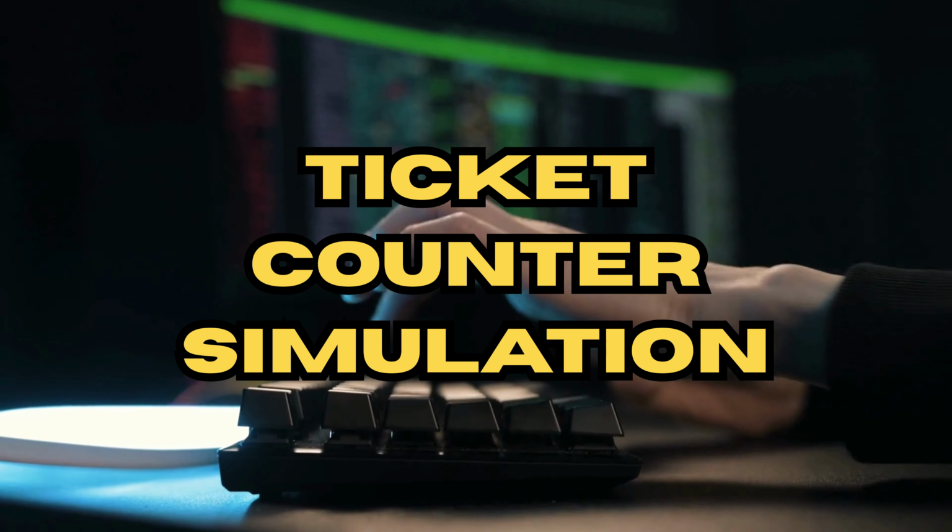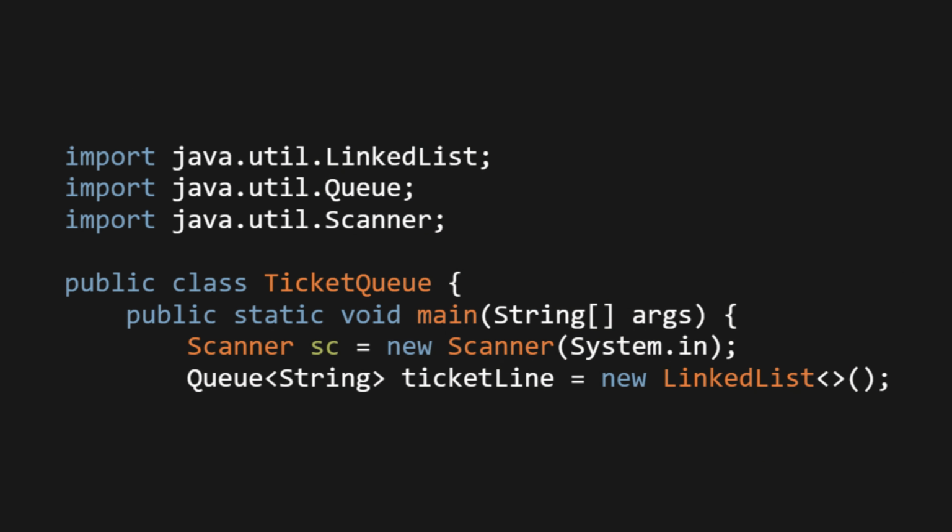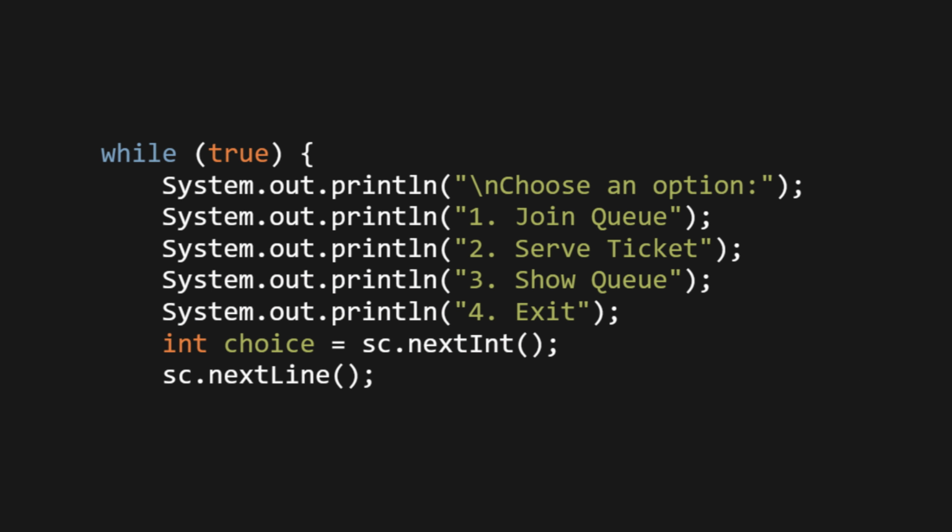Now let's do an example for queue. import java.util.LinkedList; import java.util.Queue; import java.util.Scanner; public class TicketQueue { public static void main(String[] args) { Scanner sc = new Scanner(System.in); Queue<String> ticketLine = new LinkedList<>(); while (true) { System.out.println("Choose an option: 1. Join queue, 2. Serve ticket, 3. Show queue, 4. Exit."